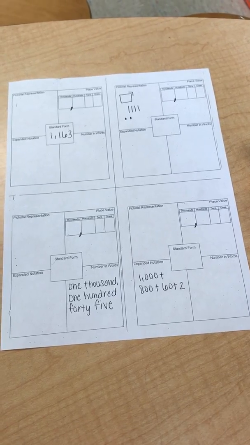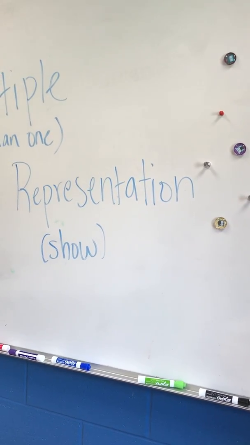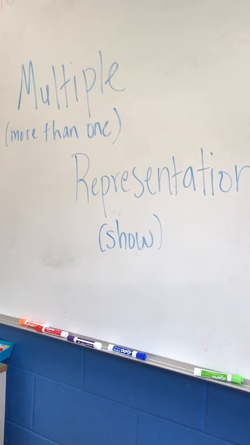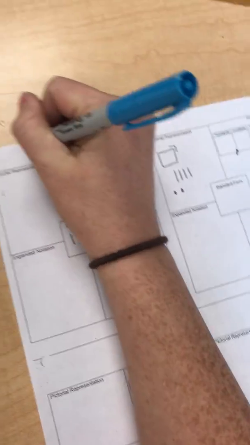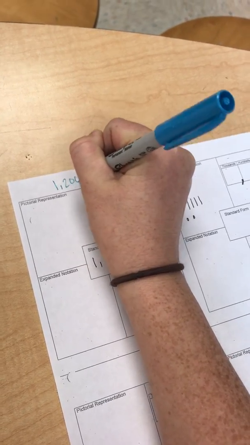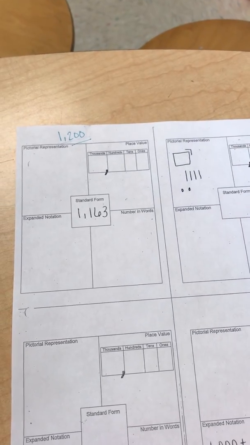This is called a multiple representation chart. I told the students that multiple means more than one, and representation is just another word for show. So we are showing how to represent a number more than one way. Students will be working on numbers up to 1,200. That is the highest we will ever go. We will never go any higher than 1,200.